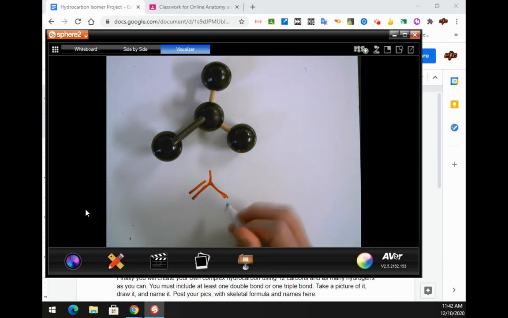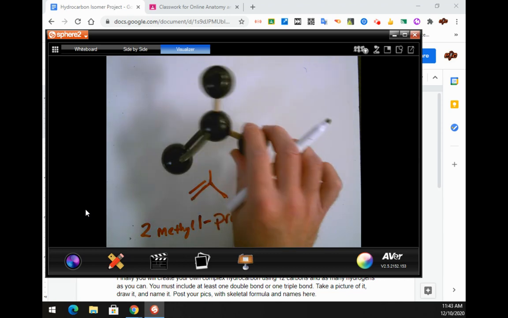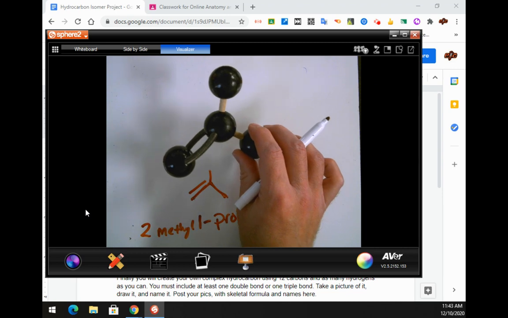So now what I've got is prop, and then how do I end it, since it's a double bond? Ene. And it's on the first carbon, right? That one is telling me this ene is on the first carbon. And then on the second carbon, there's a methyl. So it's 2-methyl-1-propene. And I just need to put my hydrogens on there. Make sense?